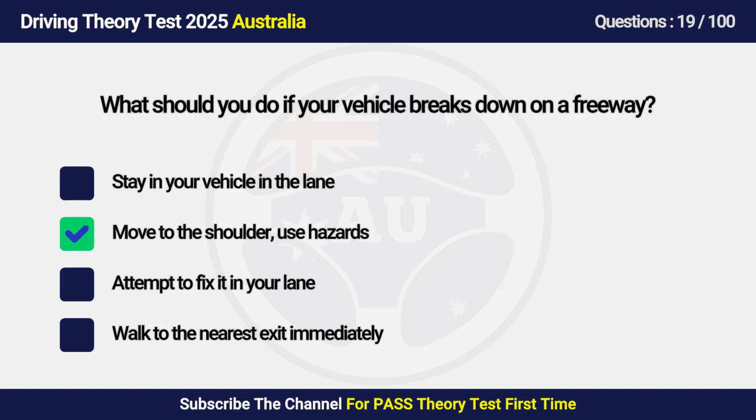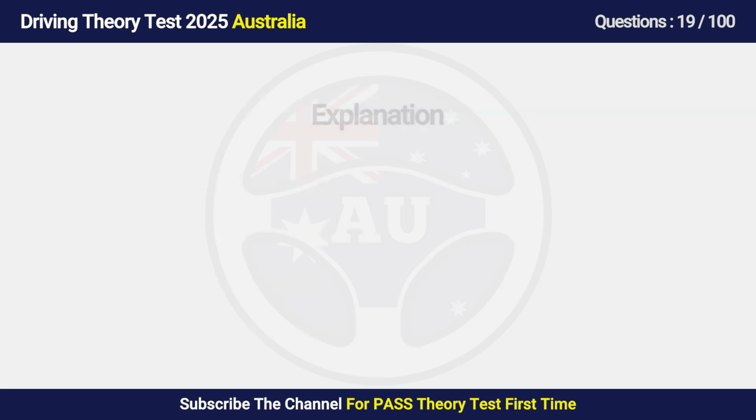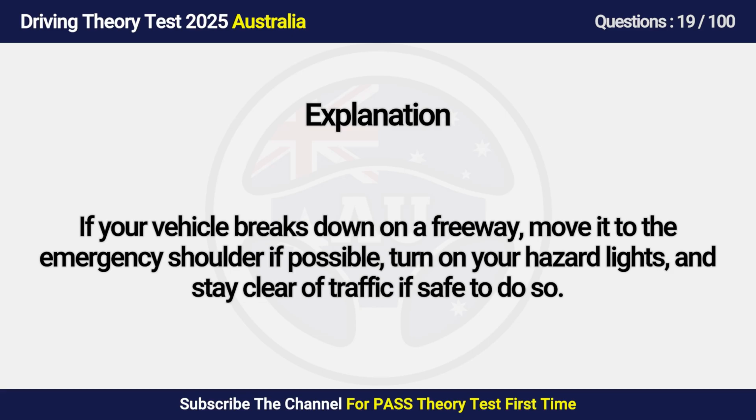Answer is B. Move to the shoulder, use hazards. If your vehicle breaks down on a freeway, move it to the emergency shoulder if possible, turn on your hazard lights, and stay clear of traffic if safe to do so.